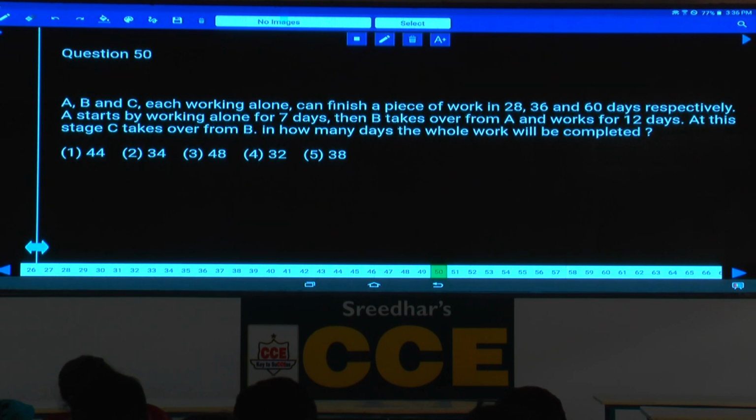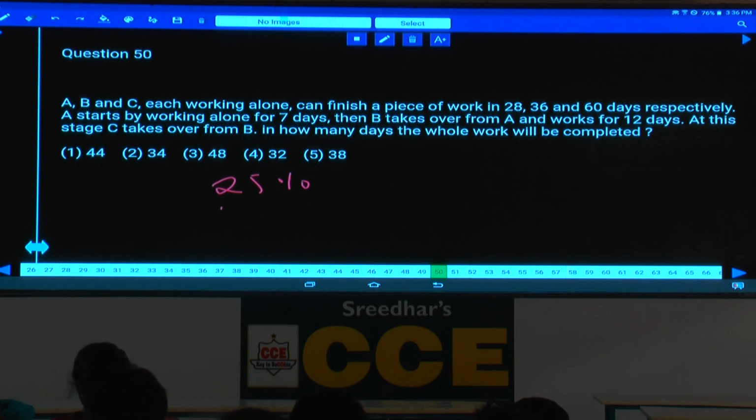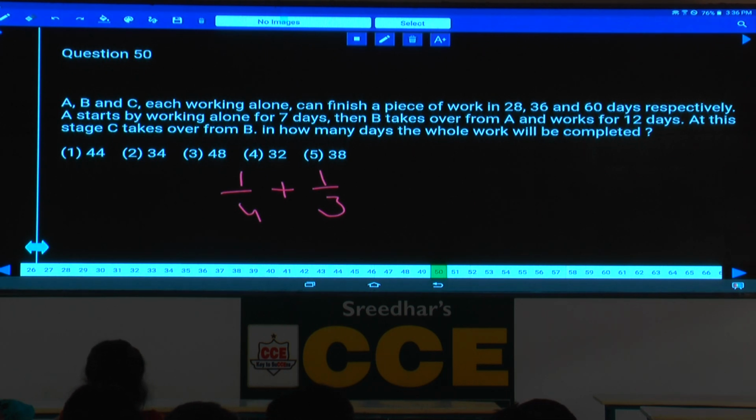Next, ABC, each working alone, can finish a piece of work in 28, 36, 60 days respectively. A starts by working alone for 7 days, completed 25% work. B takes over from A and works for 12 days. 1/4 work is done, 1/3 work is done. At this stage, C takes over from B. Okay. How much work will he complete?